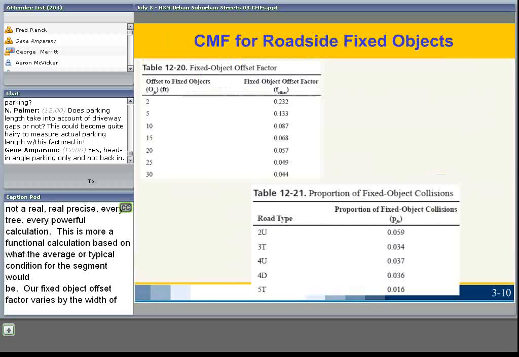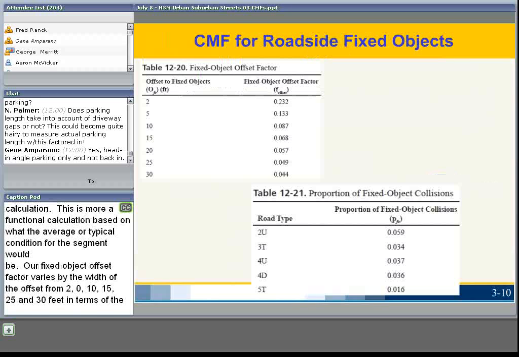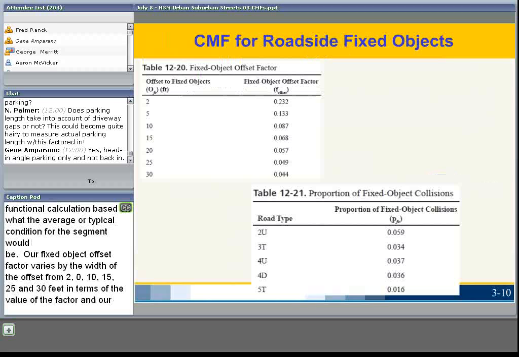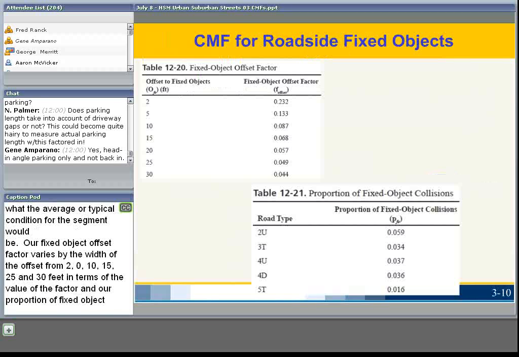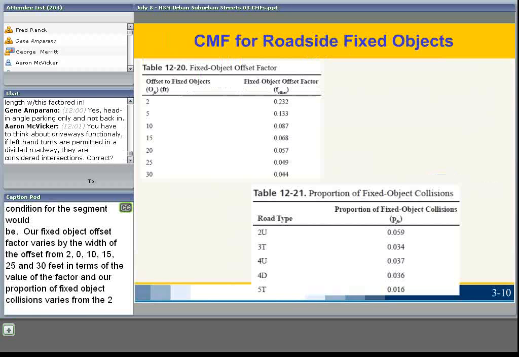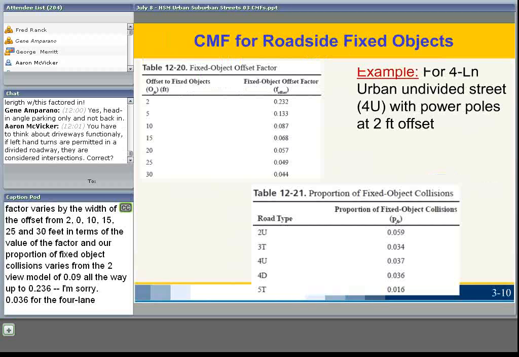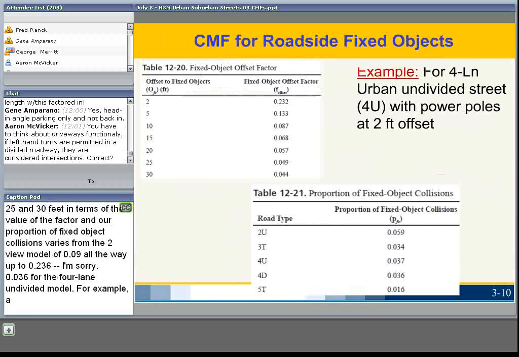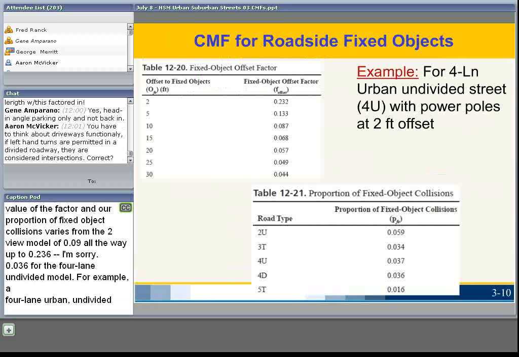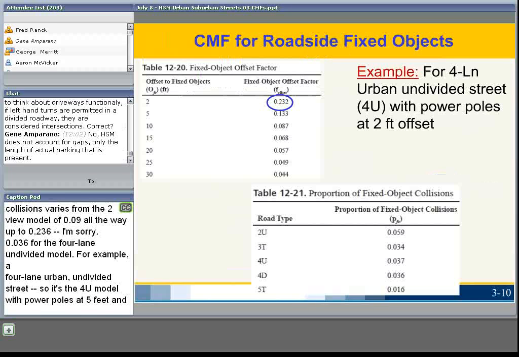The CMF is a function of the offset of the fixed objects, their density, and the fixed object proportion of total crashes. Only point objects that are 4 inches or more in diameter, think of trees, and do not have a breakaway design are considered. Point objects that are within 70 feet of each other longitudinally are considered as a single object. So this is not a real precise every tree, every power pole calculation. This is more a functional calculation based on what the average or typical condition for the segment would be.